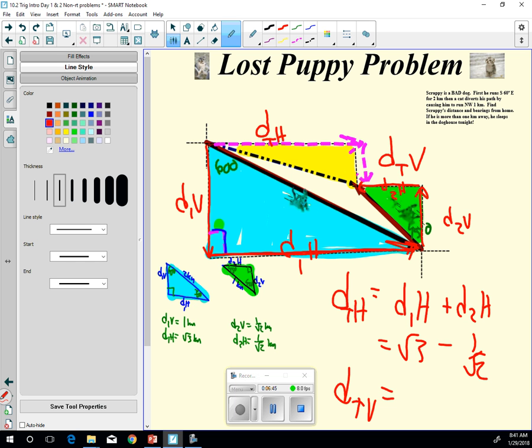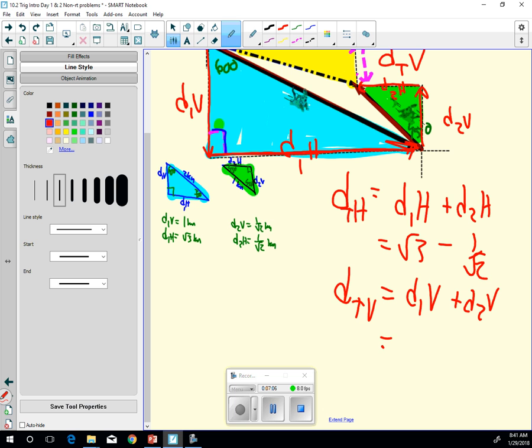Yeah. So however you want to view up and down, I would probably say the bigger one will be positive. So let's just say it's D1 vertical, and then you're going in the other direction, plus D2 vertical. And the D1 vertical was 1 kilometer. And then we are subtracting the D2, 1 over the square root of 2.